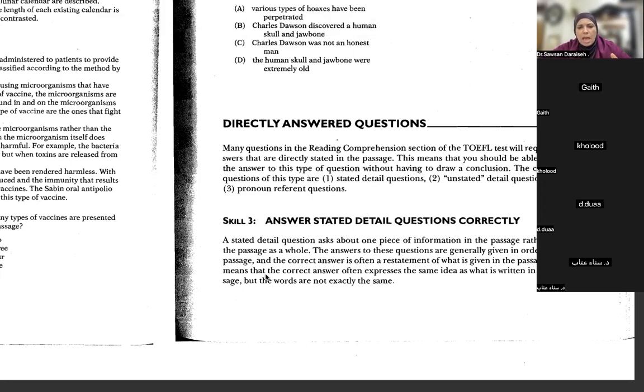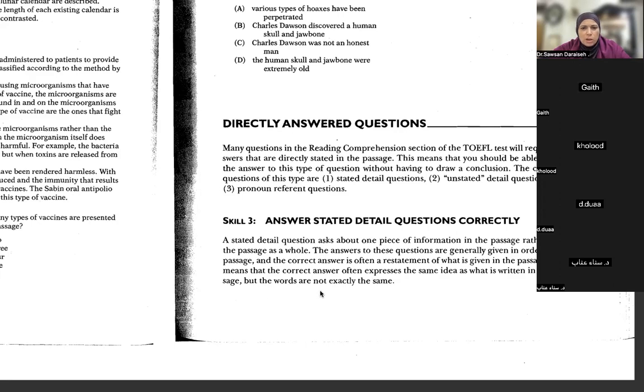And the correct answer is often a restatement of what is given in the passage. Usually the answer to such a question is something mentioned in the passage, but as a restatement. A restatement, guys, means that what is in the question is the same as in the text but not in the same words, synonymous words. Okay, that's what it means. This means that the correct answer often expresses the same idea that is in this text.